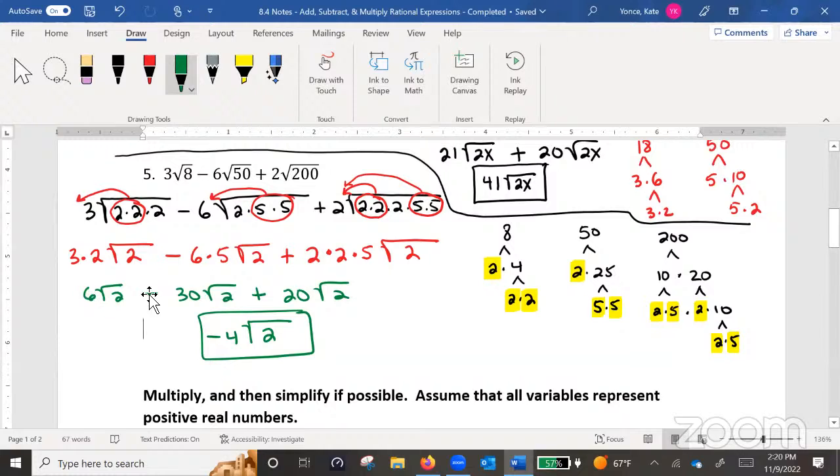So 6 minus 30 is negative 24 square root of 2, and then plus 20 is negative 4.